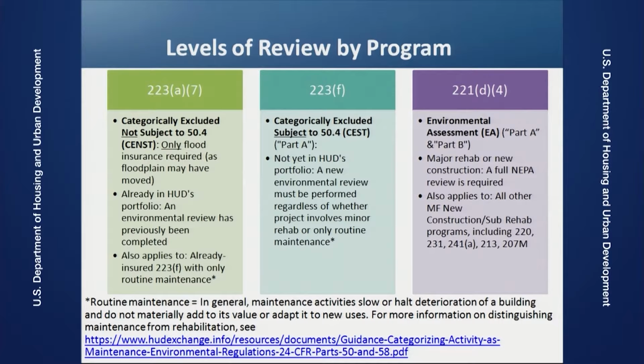The reason 223(a)(7)s are in this lowest group is that they're already in HUD's portfolio, so an environmental review has already been completed, and they don't include any rehab or repairs beyond routine maintenance. So of the 16 laws and authorities listed in 50.4, 223(a)(7)s only need to document compliance with flood insurance. We have to have them take a second look at floodplains because floodplains may have shifted since the previous environmental review, so we want to make sure that's up to date. But everything else, we assume that it isn't going to be triggered by a 223(a)(7).